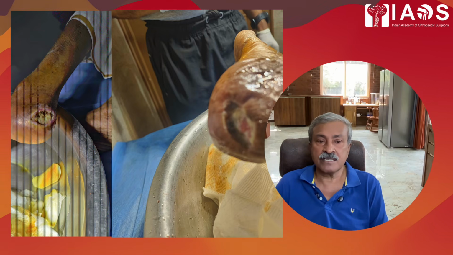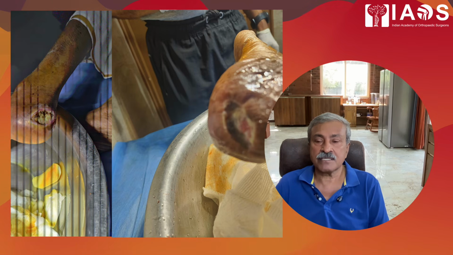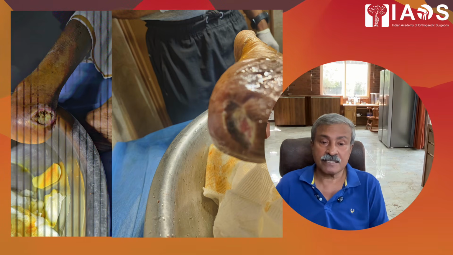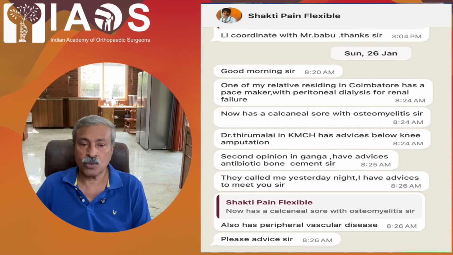This was a non-healing ulcer, diabetic, renal failure. On the right is the WhatsApp chat by the referring doctor, and again this patient was advised below knee amputation in one place and antibiotic bone cement in the other place. Patient was unwilling for either, and so we started.